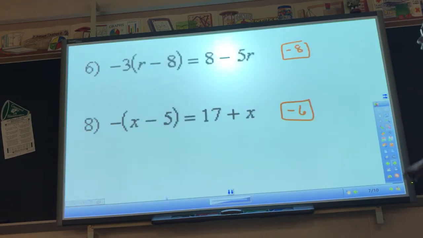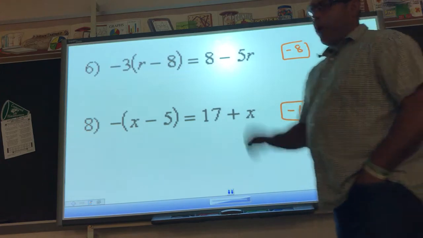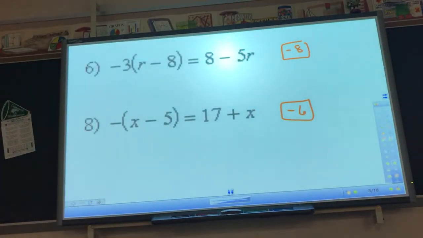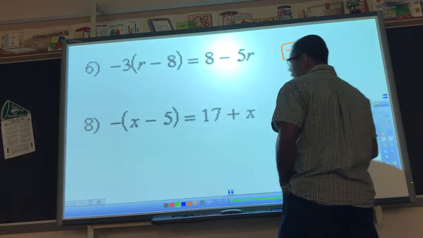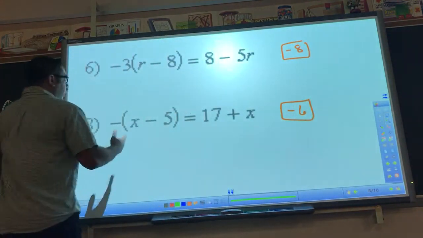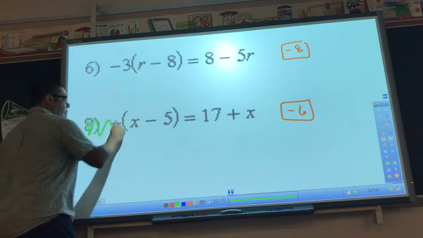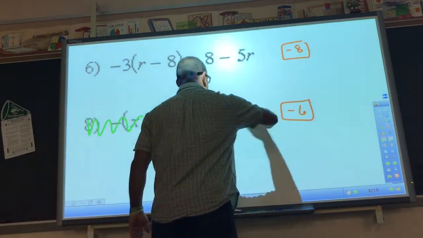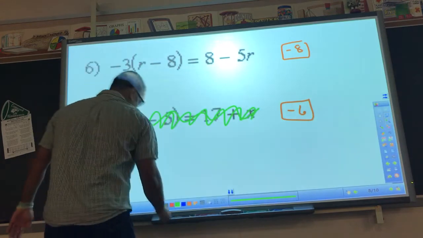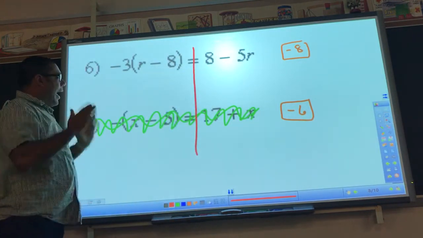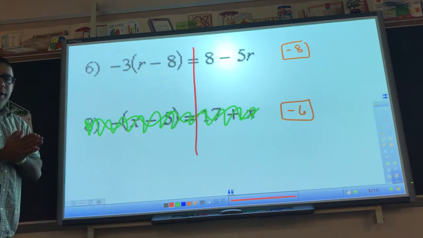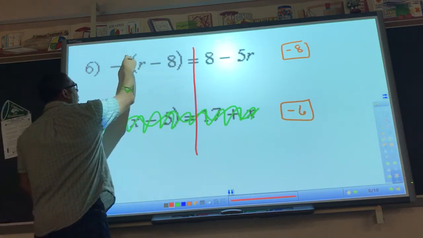Last set here. Okay, I'd like you to pause the video and do these two problems. Now these particular ones, I specifically chose especially because of that negative. I'm going to scratch this off so you don't have to look at it while I'm doing number 6. There's my equal sign. I have to make sure that when I'm distributing a negative, I am very, very careful.